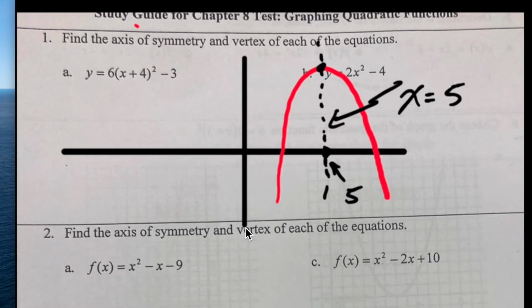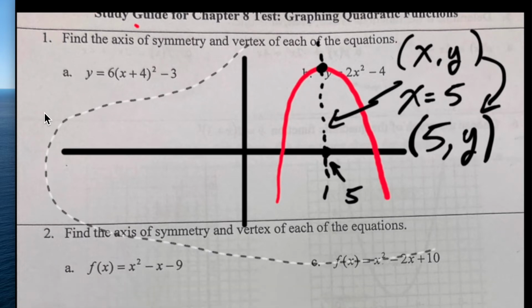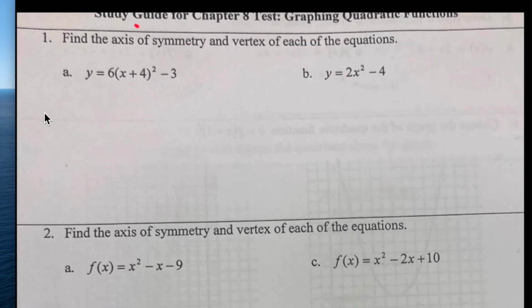Well, folks, this vertex right there, which is a maximum point because the parabola is pointing down, is going to have an x and a y coordinate. Guess what the x coordinate is? It's none other than 5. So the vertex is going to have this x coordinate because the axis of symmetry is at x equals 5. Let's now go to the first problem, and I'm going to show you how to find the vertex, and that by definition is going to give you the axis of symmetry.